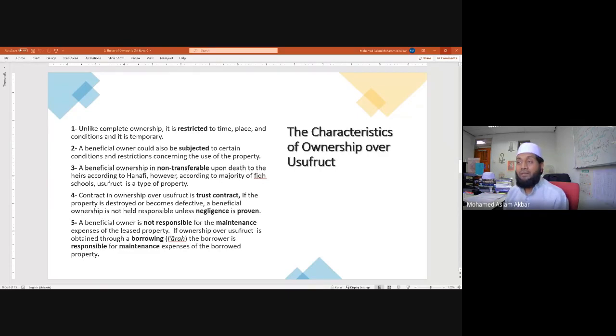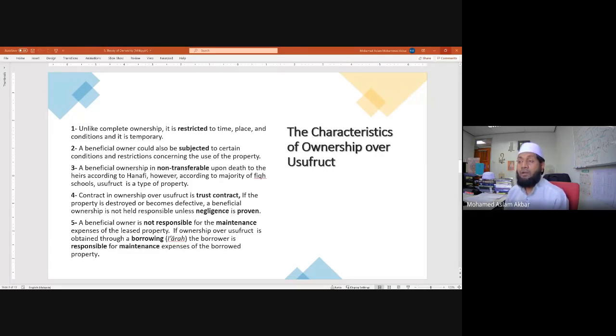According to Hanafi, it is not fine. Why is it not fine? Because according to them, usufruct is not a property. You know that when we talked about the theory of property, we discussed that according to Hanafi, the usufruct is not a property. It has a financial value, but it is not a property. It comes together with the land or the apartment or any other property. So it is not considered separately a property.